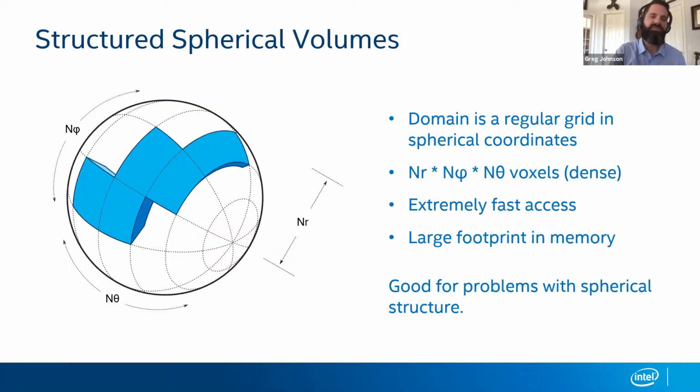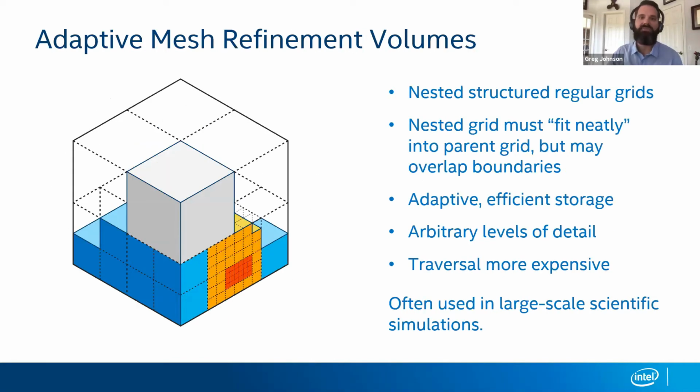The next volume type is very similar. So the domain is in a regular grid, but now on spherical coordinates: radius, azimuth, and elevation. And so this has similar advantages and disadvantages to the previous volume type, but of course this volume is very well suited to problems with natively spherical structure. And so applications or simulations that use this volume type can pass it to VKL directly, and there's no need to transform the volume or resample it onto a less efficient volume type.